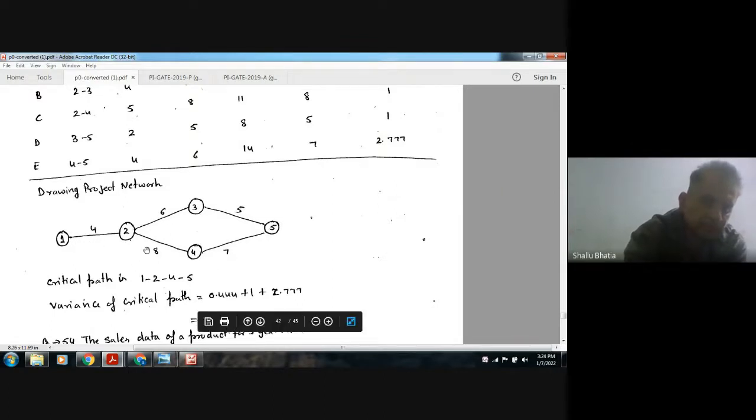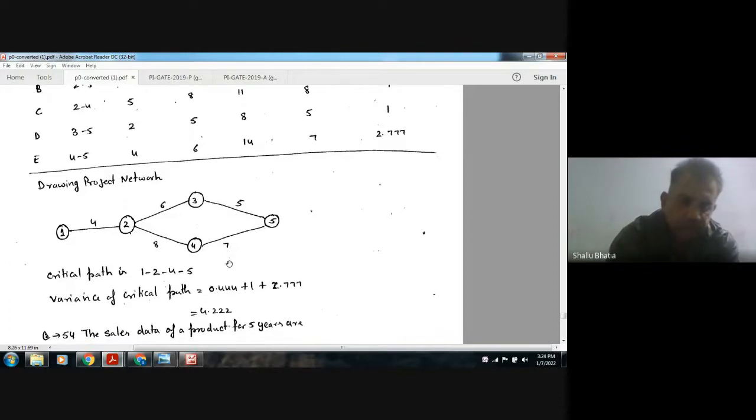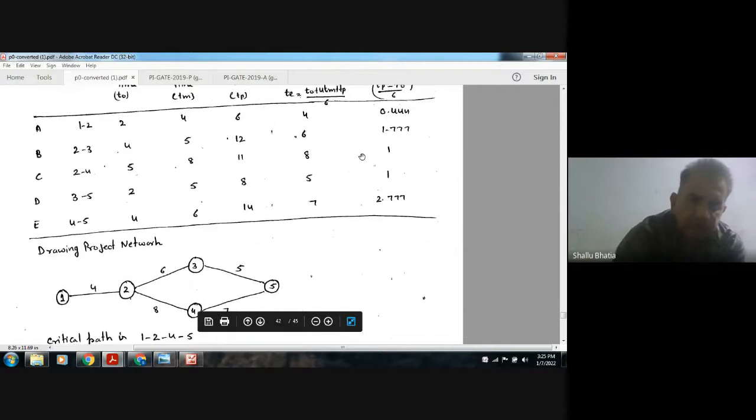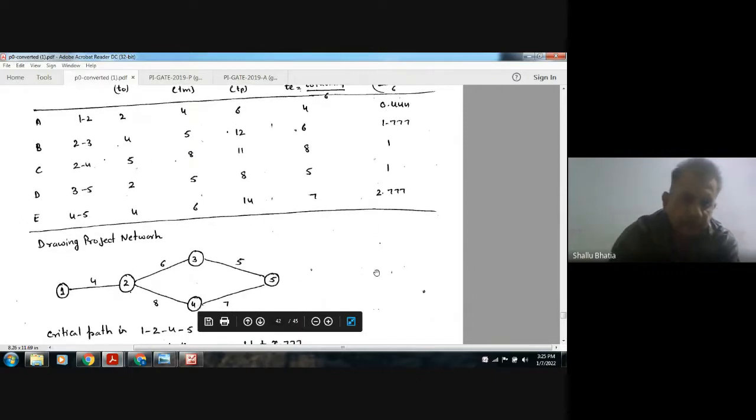Here, from this, 6 plus 4 is 10, 10 plus 5 is 15. Okay, this is 15. And this is 8 plus 4 plus 7, which is 19. So this is the critical path. The variance of the critical path is the summation of the variances. Okay, so this is your answer.